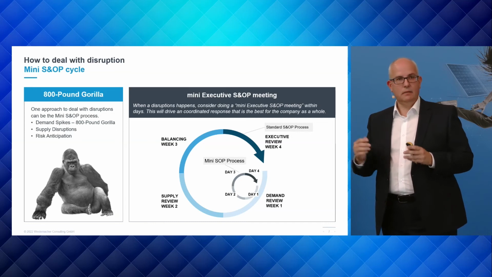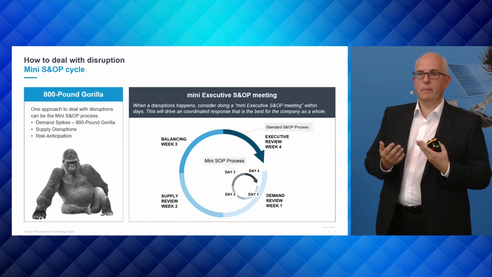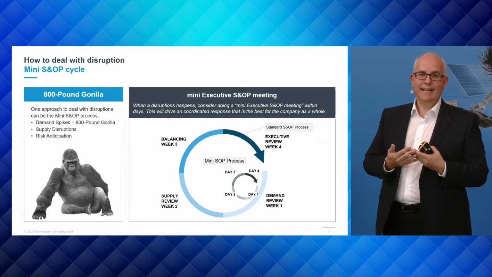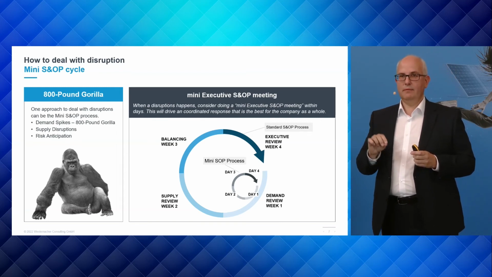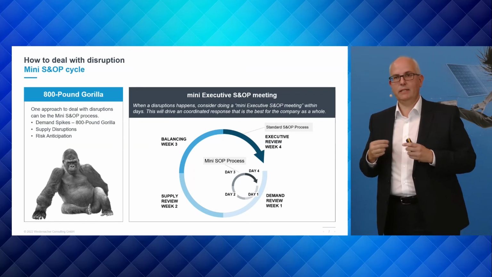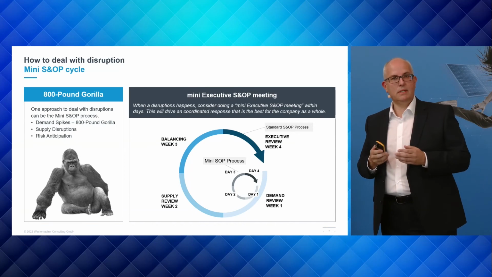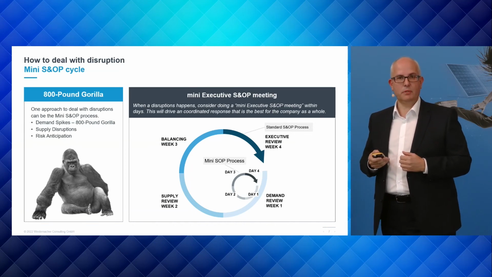The balancing, you probably know, this is where supply and demand work together to actually come up with the best scenario. And again, if something comes in here, it's probably better to have the executive level also approving the actual plan. Yeah. So this is one scenario on how you actually can deal with disruption.